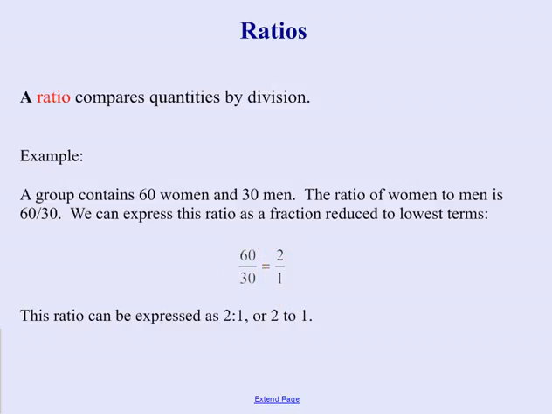Therefore, we say that this ratio can be expressed as 2 to 1, or we can write it out as 2 to 1. There are three forms to express a ratio: the fraction form, the form with the colon, and writing it out, 2 to 1.